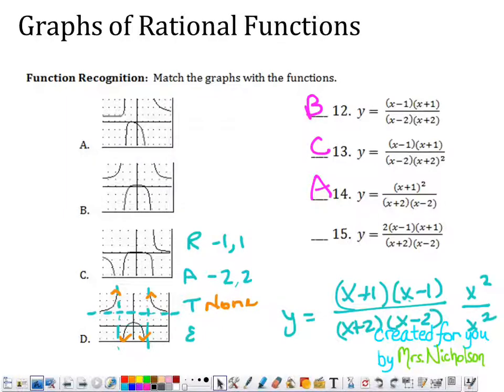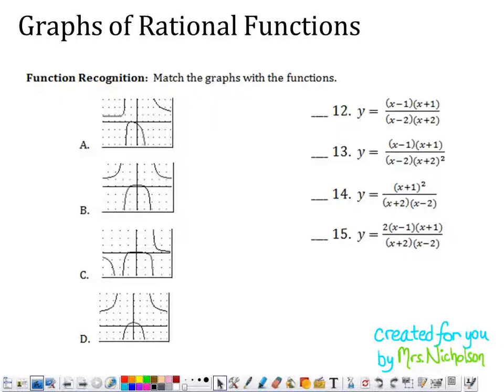But in order to get 2, my coefficients should be 2 over 1. And so that is why this 2 has been added here in front. I'm going to put a 2 in front, which would make it 2x squared over x squared, which does give me that horizontal asymptote at 2. And so that's why this one is answer D.